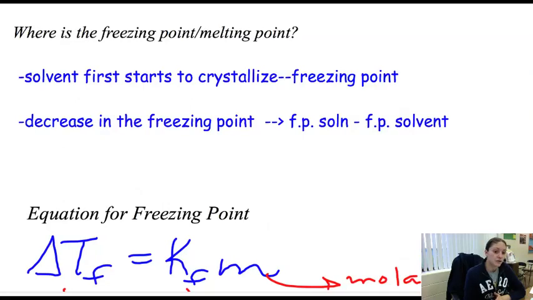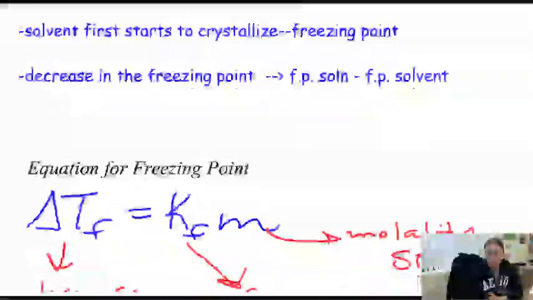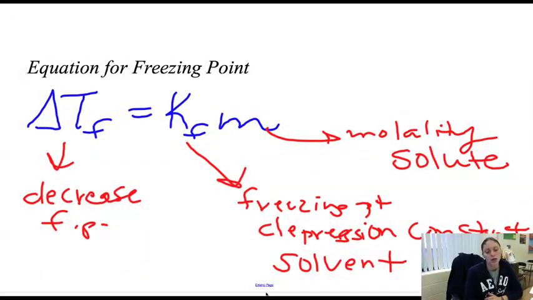You want to think about this now when we look at these freezing point and melting point lines. If the solvent first starts to crystallize, that's my freezing point. Now the decrease in my freezing point is actually the freezing point of my solution minus the freezing point of the solvent. And we have another equation that looks very similar to the boiling point elevation. So you decrease the freezing point, and again, m is molality, and Kf is the freezing point depression constant for the solvent. Again, it's for the solvent.